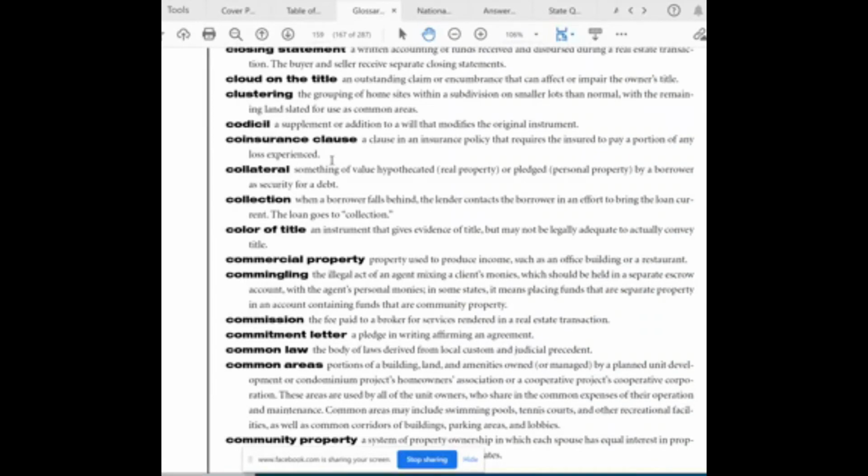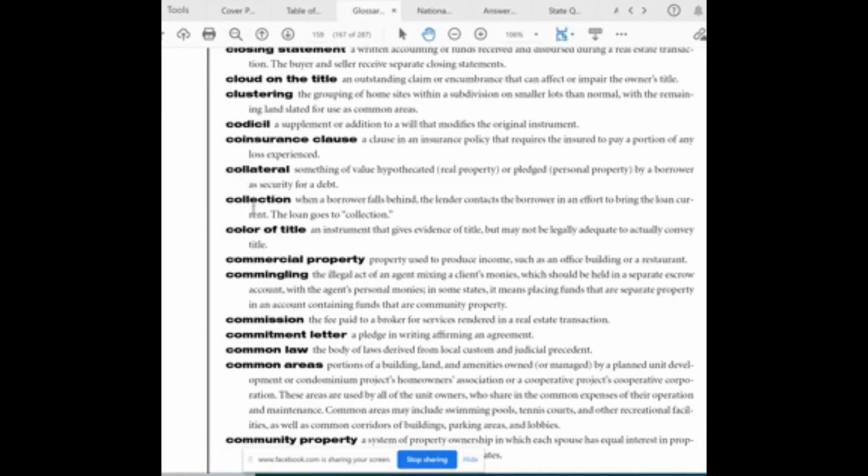Co-insurance clause, a clause in an insurance policy that requires the insured to pay a portion of any loss experienced. So if they've used their insurance to claim any other clauses, it may have something like that in there. Or they may have another insurance and they have to inform the insurance company whenever there's a claim. They'll be asked, do you have another insurance?